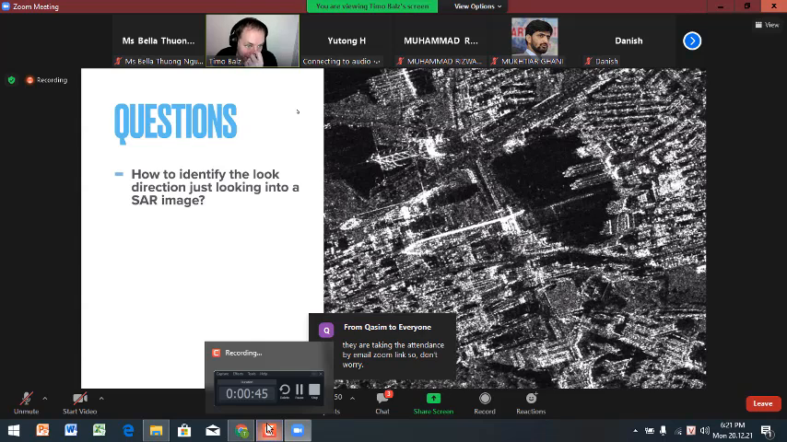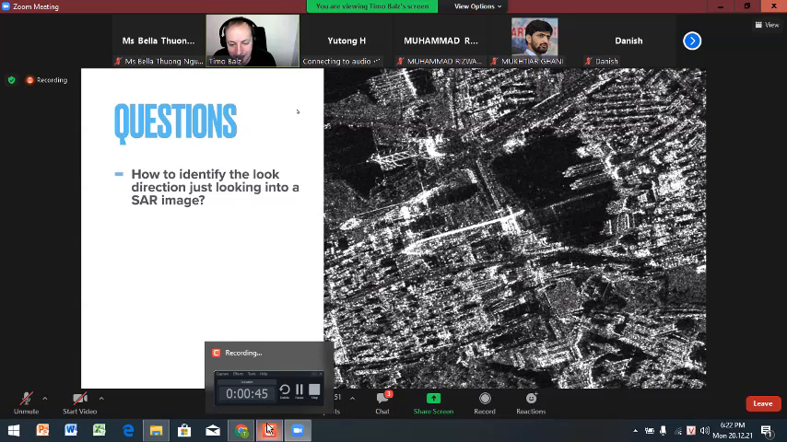Okay, how to identify the look direction just looking at a SAR image. Now, I would suggest you not to do it, right? Because that means you don't have the metadata, and then you will not be able to do much with the SAR information. But anyway, if you want to do that, your best option is to identify, for example, a building or another tall object where you can identify the layover direction, right? This would be layover, or the shadow direction. This is shadow, okay? And then it's rather simple.